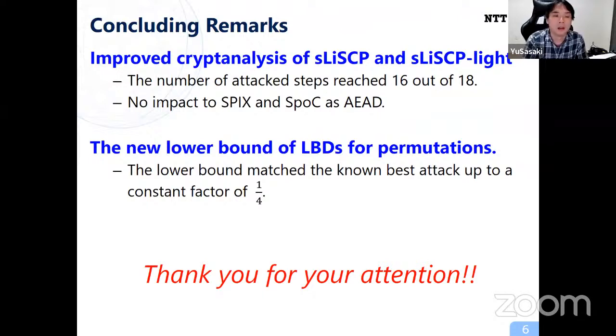The research contains two aspects. For the cryptanalysis, the number of attacked steps reached 16 now. But I have to say that the attack is only for the underlying permutation, so there is no impact on the security of Spix and Spark as AEAD. We also show the new lower bound, which is tight to the best attack up to the constant factor. Thank you very much.